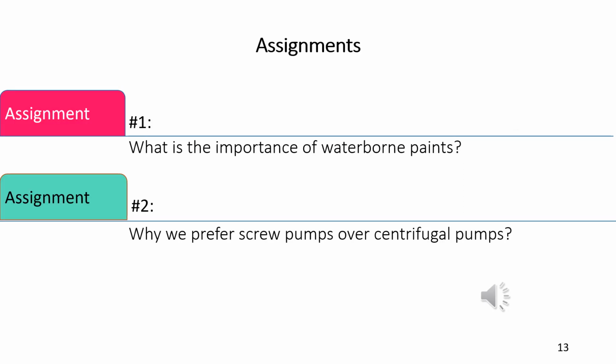Assignments. Assignment number 1 is what is the importance of waterborne paints? Assignment number 2 is why we prefer screw pumps over centrifugal pumps.